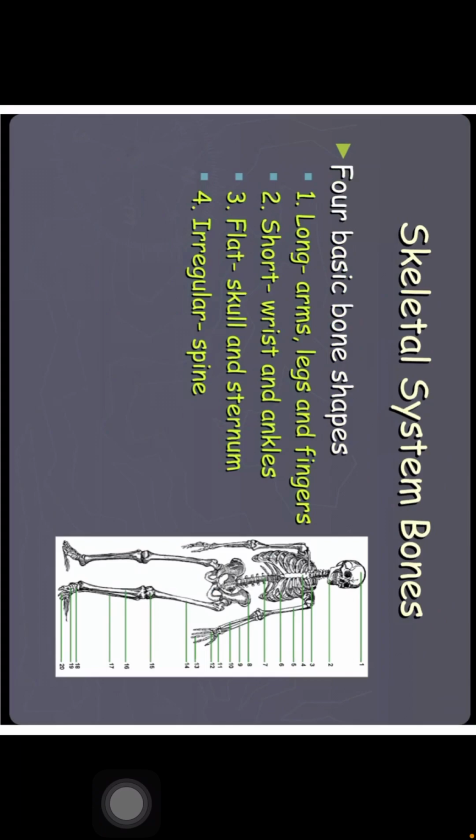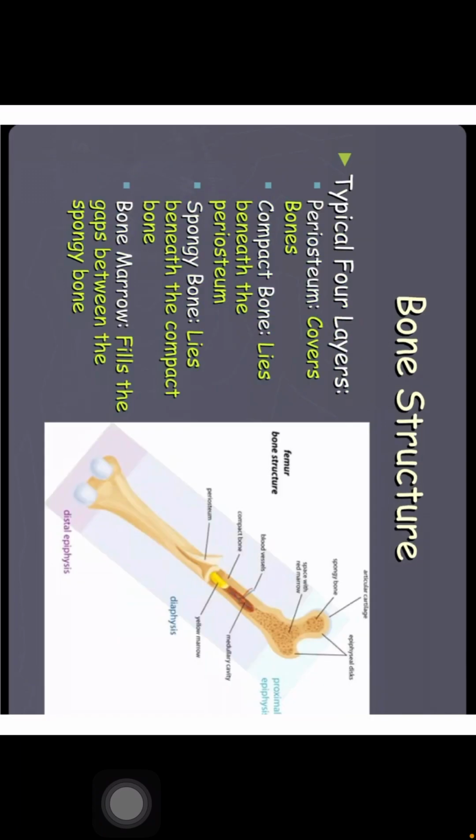Skeletal system bones: 4 basic bone shapes. Number 1, long: arms, legs, and our fingers. Number 2, short: wrist and ankles. Then flat: skull and sternum. Then irregular: spine. Next, skeletal system bone structure.